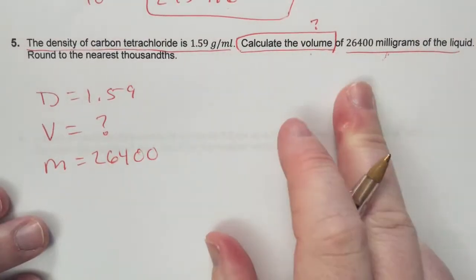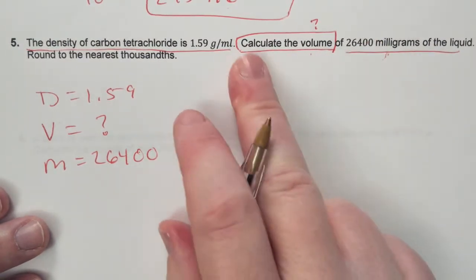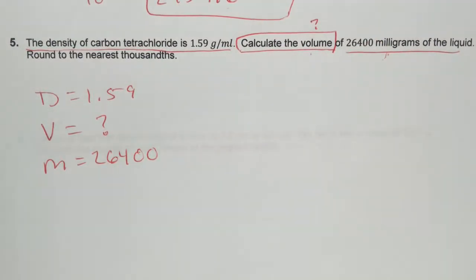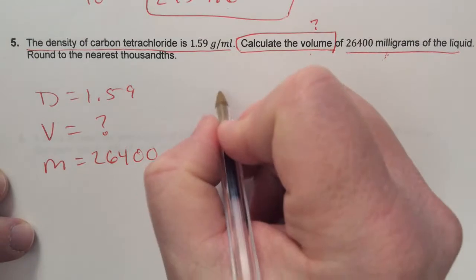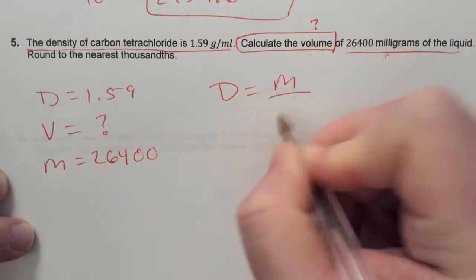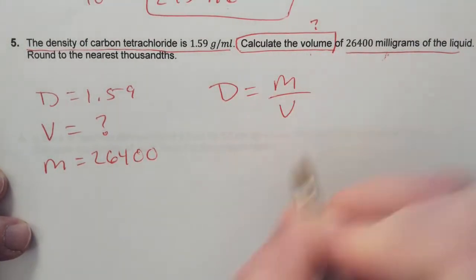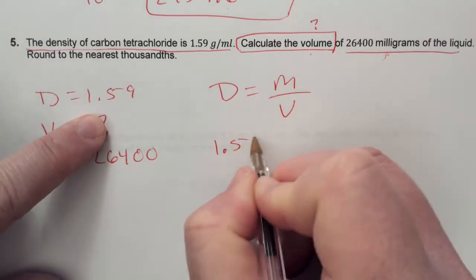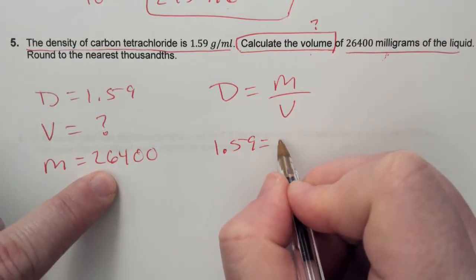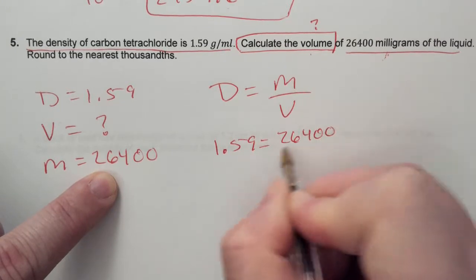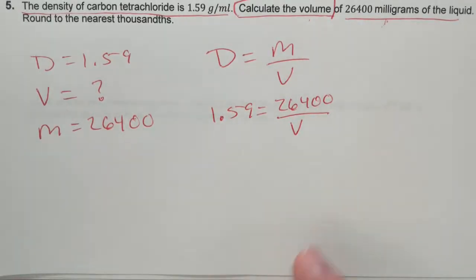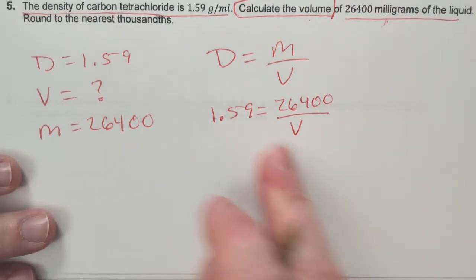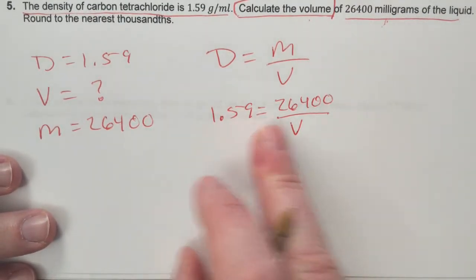Okay, that's going to happen to you a couple times. So make sure you know what you're looking for. They said calculate the volume. So then this, what's left over, would have to be the mass. So that's the mass. Tricky little buggers, right? Density equals mass over volume. So 1.59 is equal to 26400 over the volume is what we're looking for. Okay, now the volume's on the bottom, so we're sad. So how are we going to get rid of this?